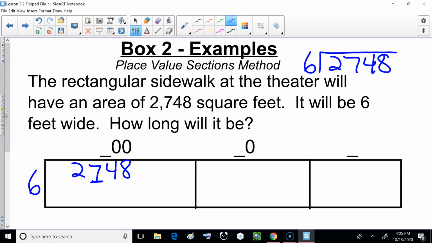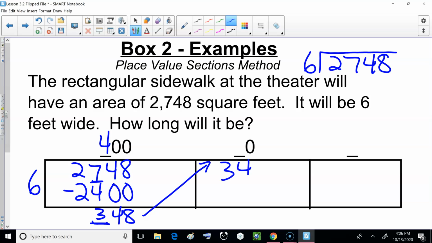6 can go into 27, right? So 6 times 5 is 30. That's too much. So 6 times 4 is 24. Yep, that's less than 27. So put a 4 in our hundreds. 4 times 6 would be 2,400. We're going to subtract. We have an 8, we have a 4, we have a 3. We're looking at the hundreds place value. Is 3 less than 6? Yes, it is. So I can move on to my tens box.